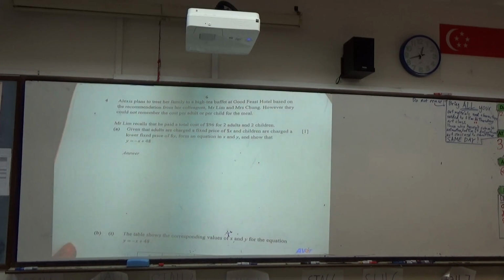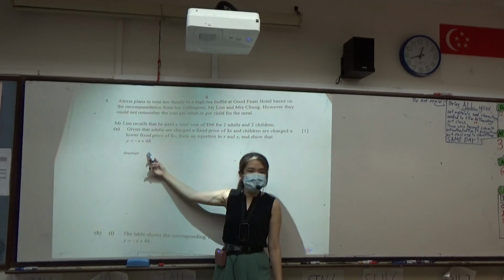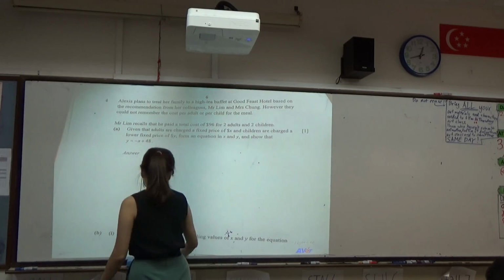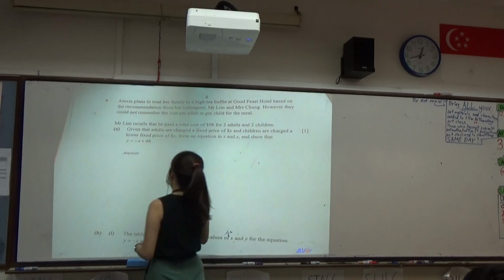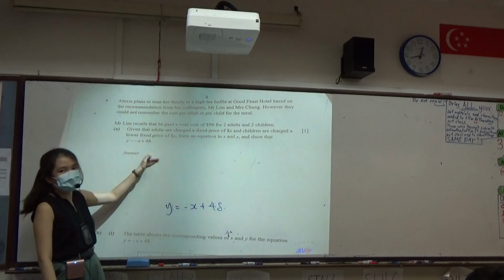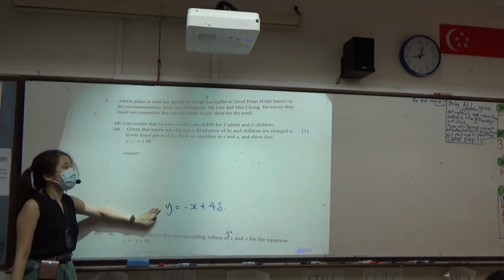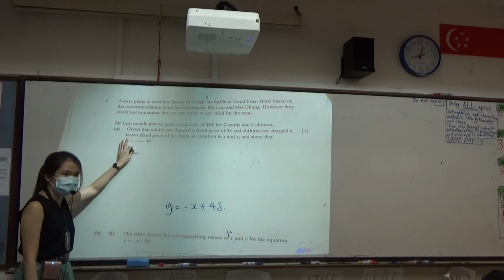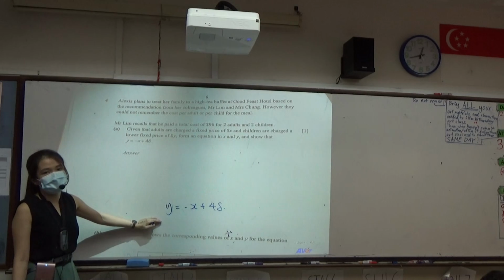Let's read the question together. Showing questions are giveaway because the answer is already there, and your answer must be at the end. So there must be something at the start that can lead you towards this answer. That's the whole idea of showing questions. So what is it that you must start off with that can lead you towards this?